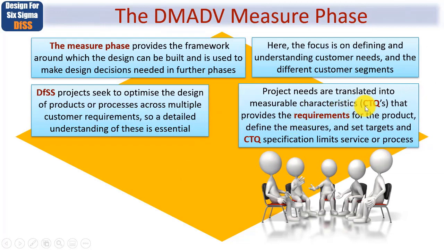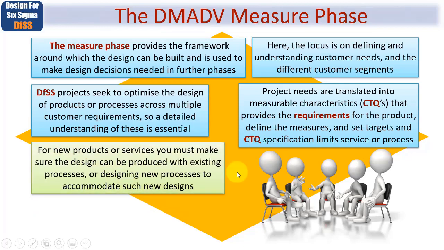These are the critical to quality metrics, and it's these that provide for the requirement of the product. It's these that will help define the measures and to set targets while determining critical to quality specification limits of your service or process. I'll remind you again that DMADV is used for creating new products, services or processes. So for those, you must make sure the design can be produced with existing processes, or if they can't, you'll want to design new processes to accommodate such new designs.